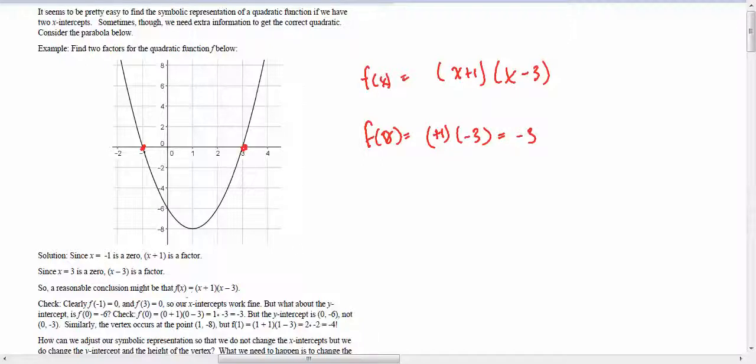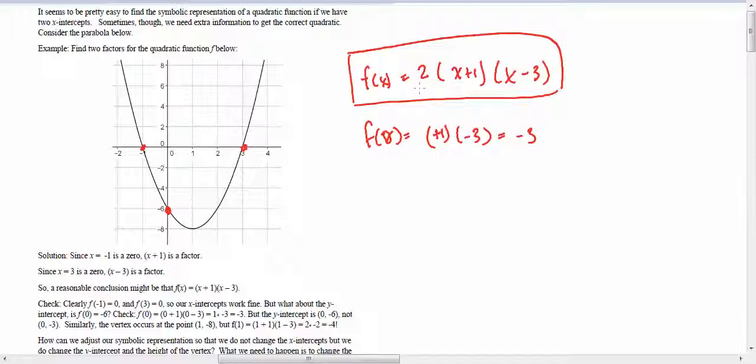Wait a second, here's the problem. Negative 3 is over here. Our actual y-intercept is down here at negative 6. What do I need to do to negative 3 to make it negative 6? Oh, I simply need to multiply that by 2. Right? So let's try this. Let's try multiplying the whole thing by 2.